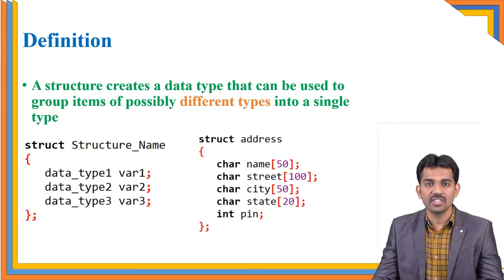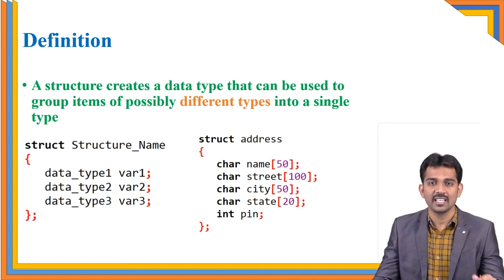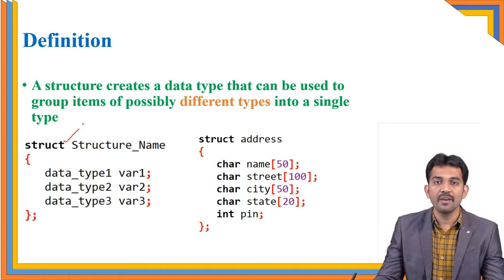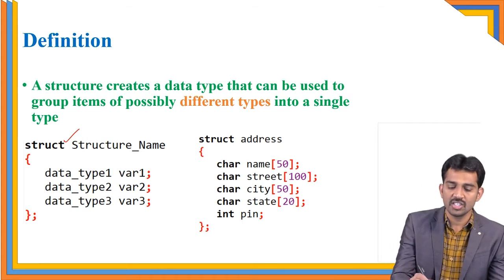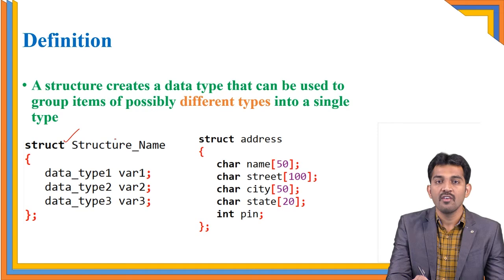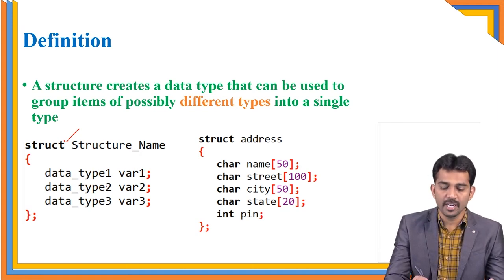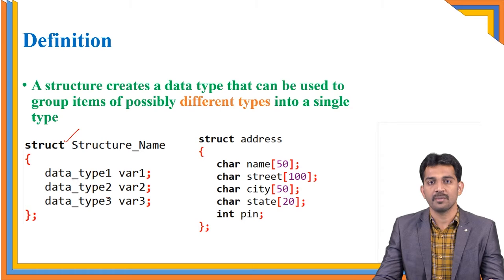The syntax of the structure starts with the keyword called struct. Observe carefully, struct is the keyword. By using the struct keyword, you are going to create the structure. And then the structure name, whatever name you are going to create, for example student or person or product, whatever it may be, right? And the fields of the structure: data type 1, data type 2, data type 3, meaning different data types.